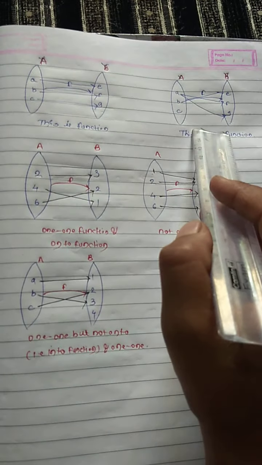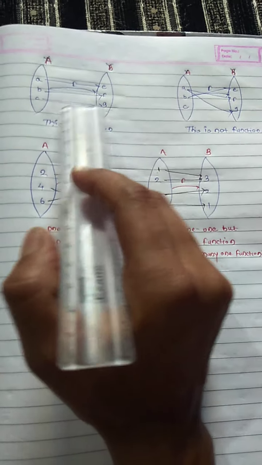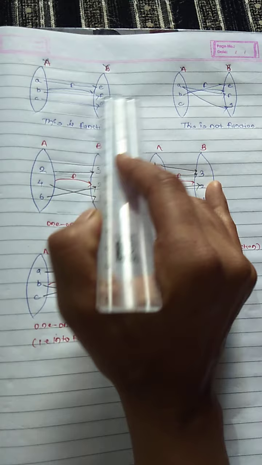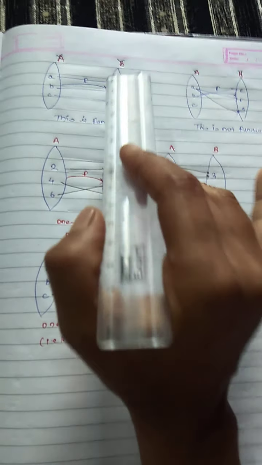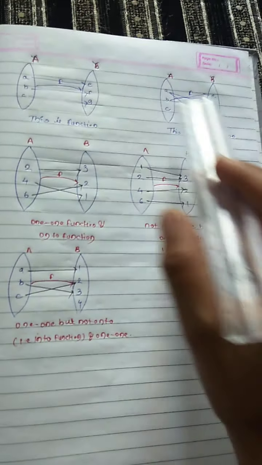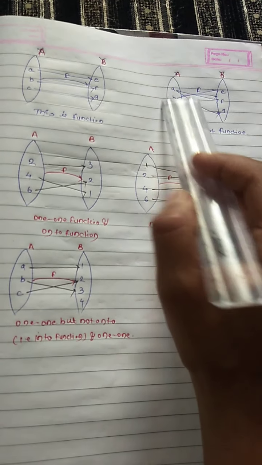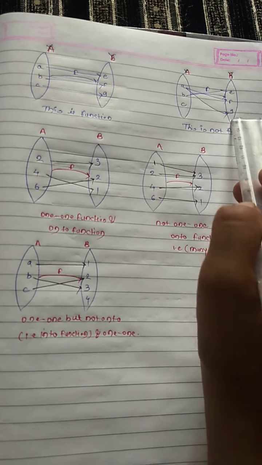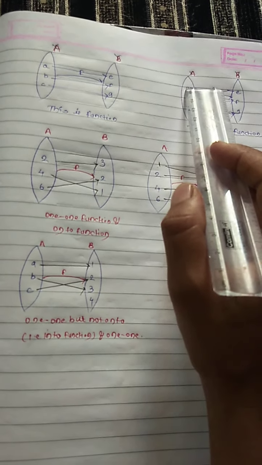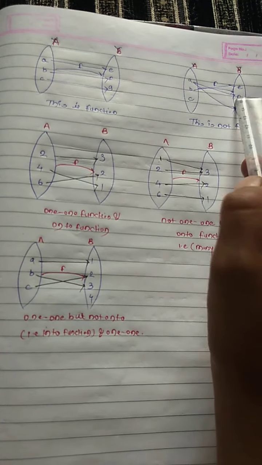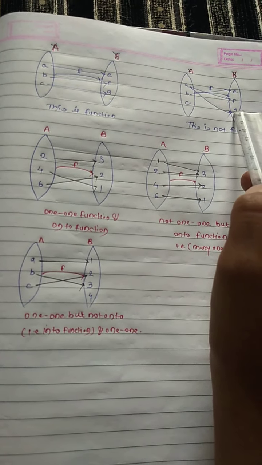See here, this is a function and this is not a function. Why is this a function? It assigns every element of A to a unique element of B. So this is called a function. This is not a function because it does not assign every element of A to a unique element of B. Element A is not assigned to a unique element of B. The image of A is F and the image of A is G also. So this is not a function.